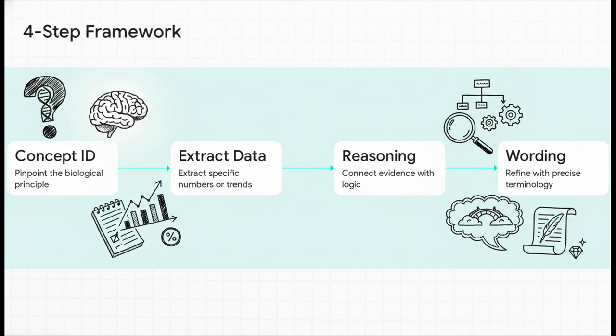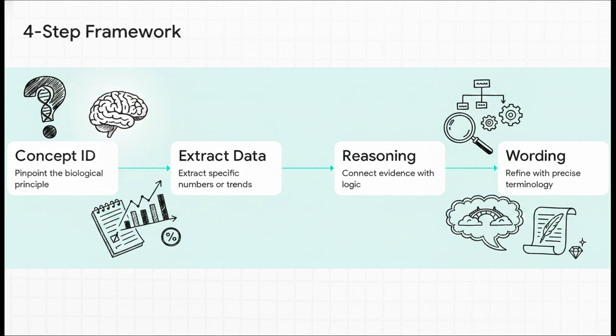Step 2 is evidence and data integration. You need to extract the specific numbers, the trends, the raw data straight from the prompt. Step 3, scientific reasoning. This is where the magic happens. You connect that evidence back to the concept using logical if-then statements. And finally, step 4, examiner wording. You've got to refine that final answer using the exact, precise terminology they're looking for in the mark schemes.